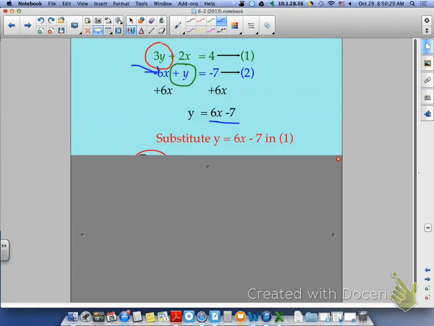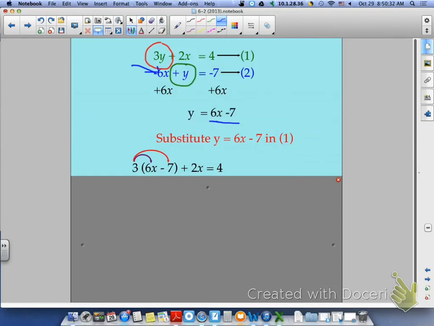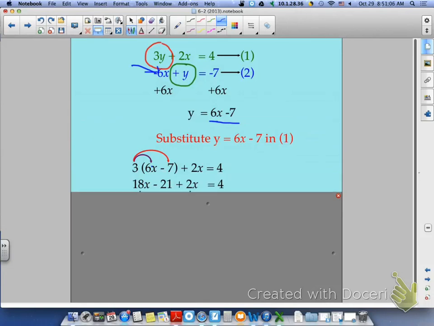So when you plug that in, the first equation is going to be 3 times the quantity 6x minus 7 plus 2x equals 4. So we're back to the distributive property, which we learned in chapter 3. Okay, that's going to come back, and that's why we needed to master it back then. Now, this is not a very complex distributive step. So you're going to distribute the 3 to the 6x, 18x, and minus 21. 18x minus 21 plus 2x equals 4.